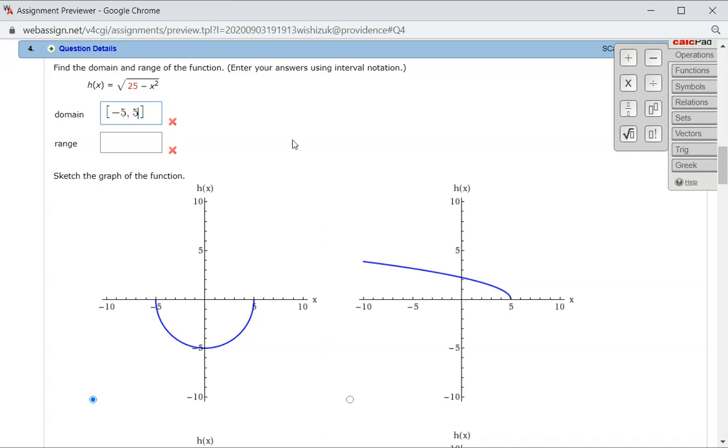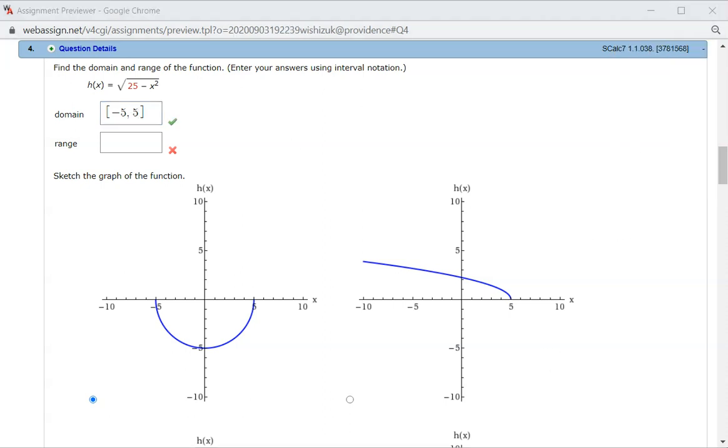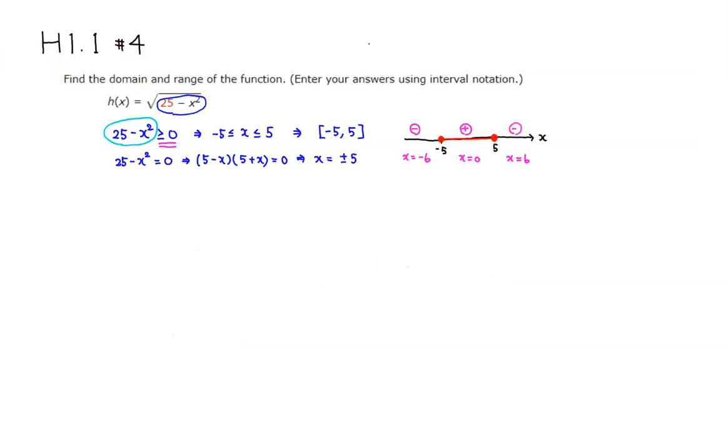All right, let's check the answer. All right, it came back and looks like we got the domain correctly. All right, so let's do the range. Actually, before we do the range, I'm going to do the graph because it makes it easier to find the range, right? So what kind of graph would you get for h of x?